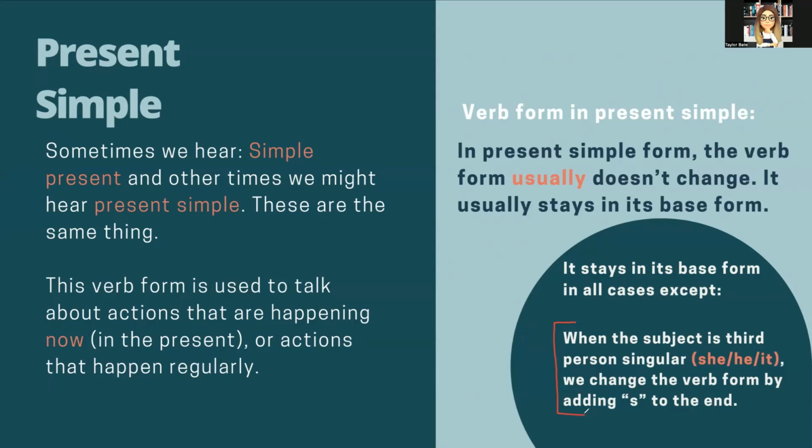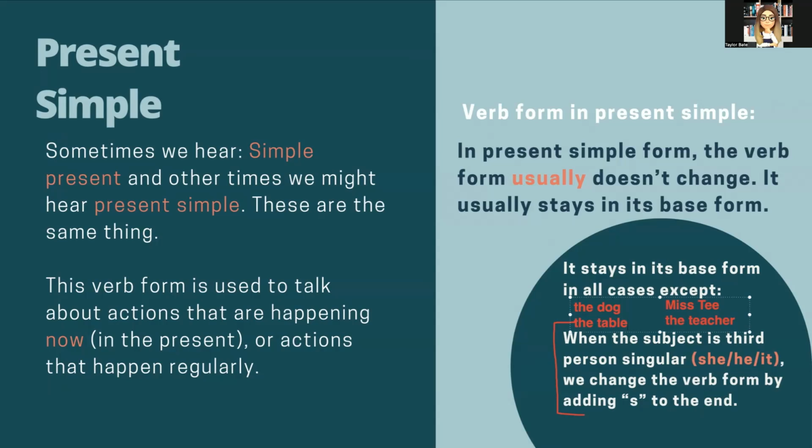So, subject, third person singular. It could mean she, he, it, or just a singular person or thing. Other examples of singular people or things: we could say Miss T, the teacher, the dog, the table. These are all third person, and they're all singular.